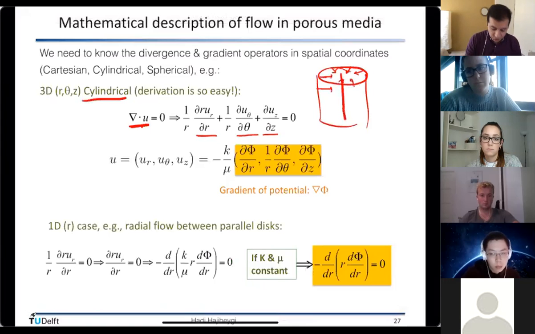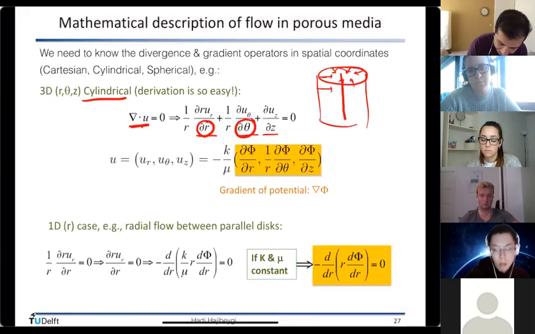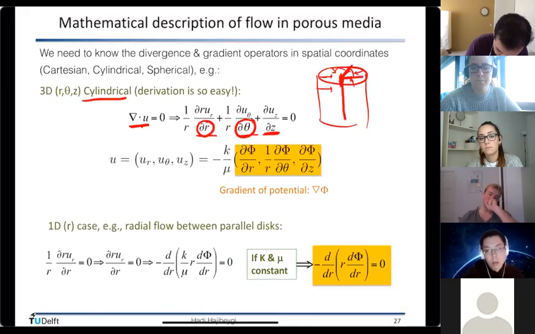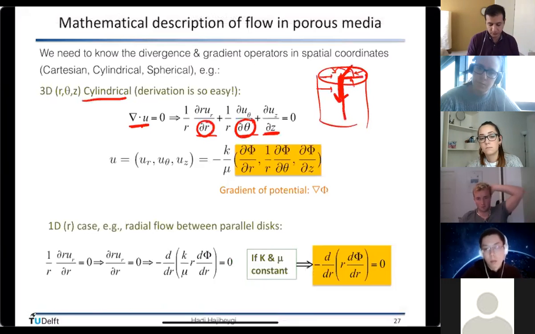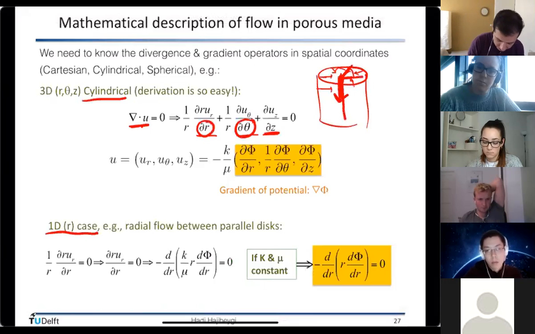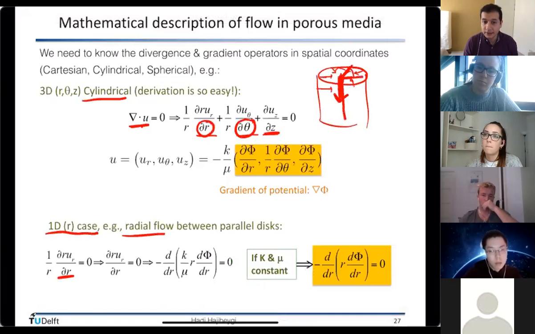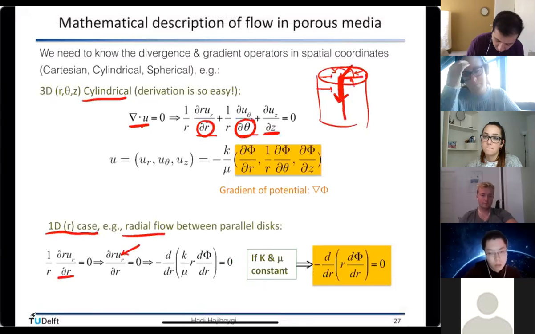The divergence operator has derivative with respect to R. It has derivative with respect to the angle theta. Theta is this angle. And it would have derivative with respect to Z, which is the depth. In one dimension, it can be seen like a radial flow, which is derivative with respect to R only of the velocity times R. And I would replace velocity with Darcy's law.